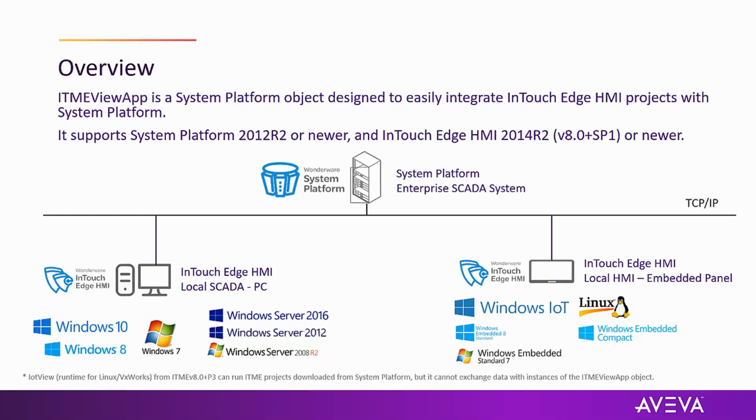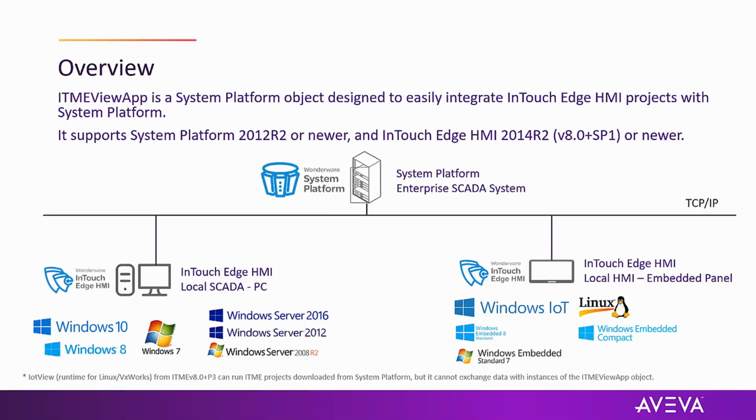So using this native object called ITMEViewApp object, System Platform can natively and automatically detect the objects available in each one of the InTouch Edge HMI runtime stations, and during the runtime, as those tags change value in the runtime stations, the updated values are automatically updated in System Platform and vice versa. Same thing for alarm status.